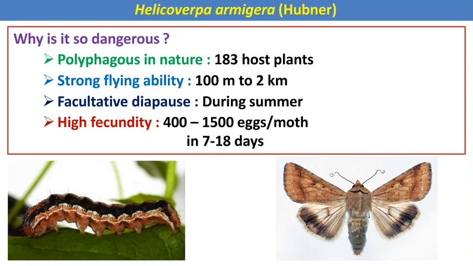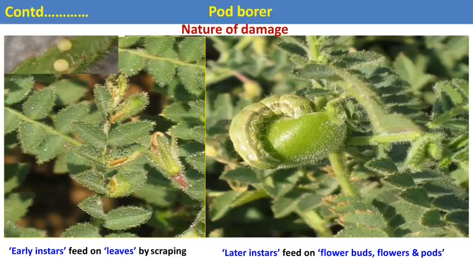Then the moth has a strong flying ability, which is another reason. Then there is the faculty to diapause during summer conditions: the caterpillar goes into the diapause condition. Then there is high fecundity: after mating, the female moth lays near about 400 to 1500 eggs in 7 to 8 days. So these are the four reasons why it is so dangerous.